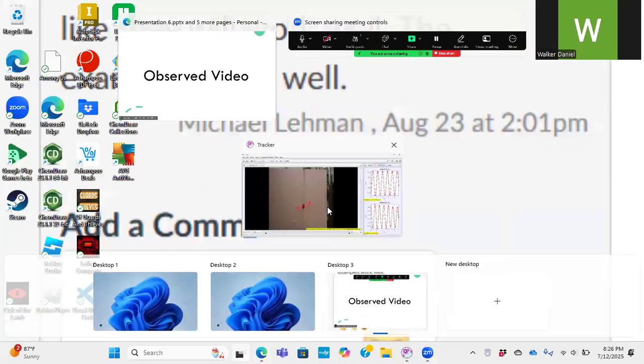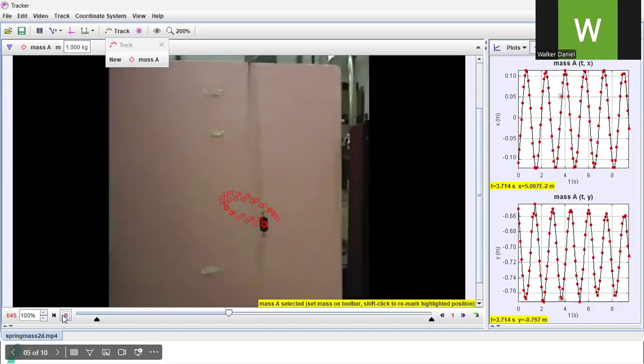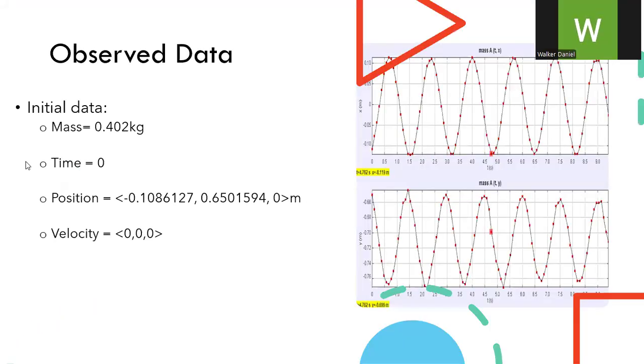Here is our observed video. And this was our initial data. First, mass was 0.402 kilograms, time was zero, position was this hard-to-read number, and then finally velocity was set at zero because the object started motionless. And then here are our graphs for both the x position and the y position over time. And as you can see, they're oscillating inversely to each other.